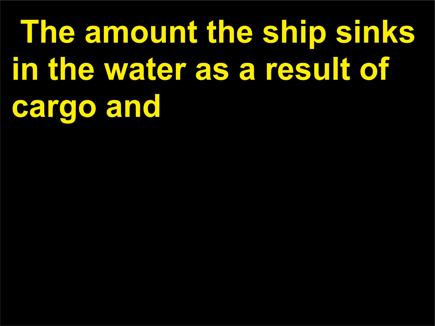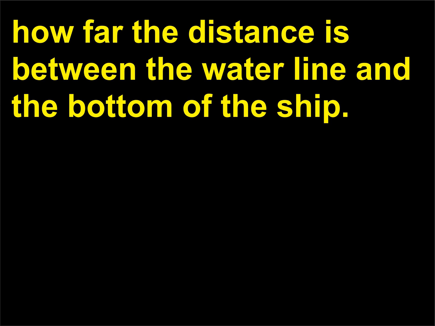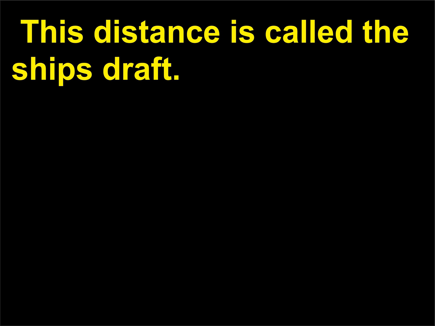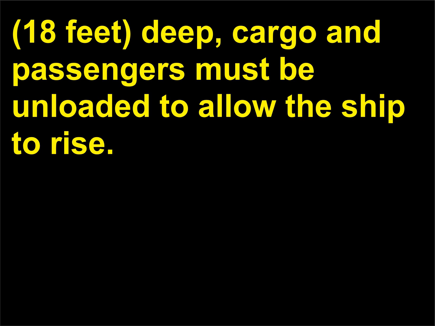The amount the ship sinks in the water as a result of cargo and passengers can be critical for navigation and maneuverability. Large cargo and cruise ships have numbers on the bow of the ship that indicate how far the distance is between the water line and the bottom of the ship. This distance is called the ship's draft. If the ship has a 6 m, 20 foot, draft and the water is only 5.5 m, 18 feet, deep, cargo and passengers must be unloaded to allow the ship to rise.